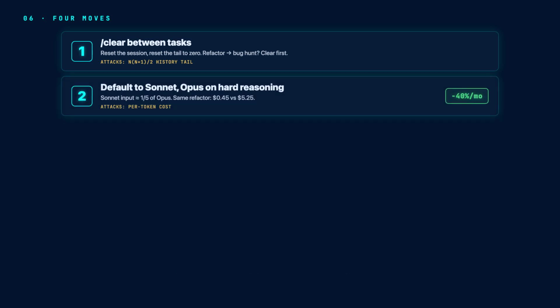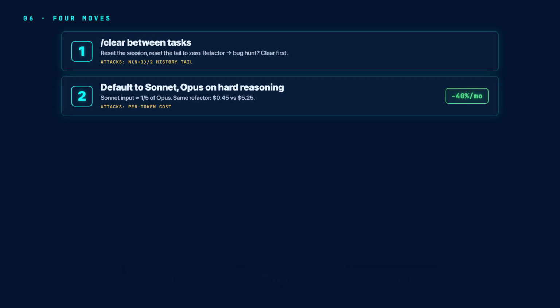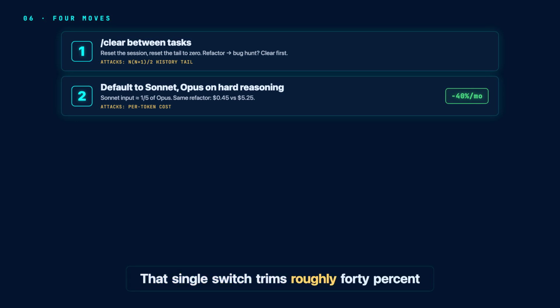Move 2. Default to Sonnet, escalate to Opus only on hard reasoning. Sonnet input runs about 1/5 of Opus. Same refactor benchmarked at 45 cents on Sonnet versus $5.25 on Opus. That single switch trims roughly 40% off a typical month.